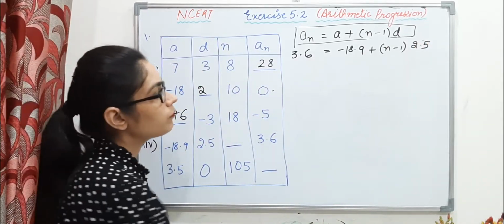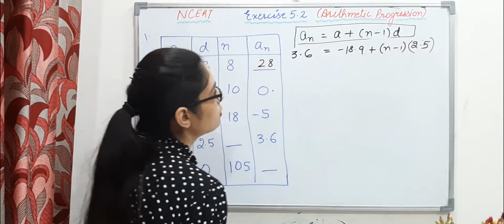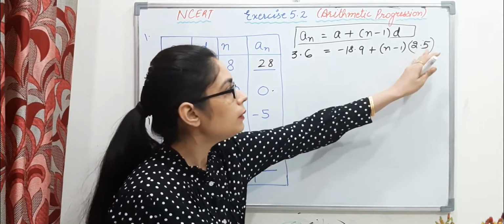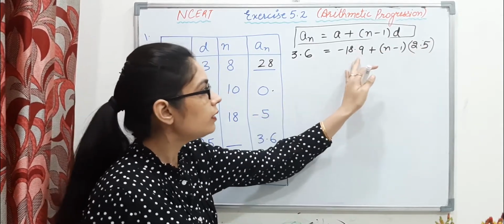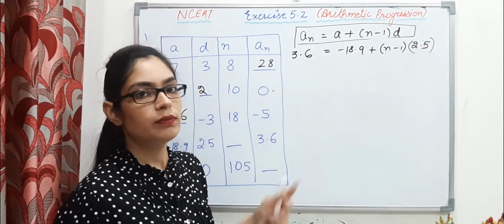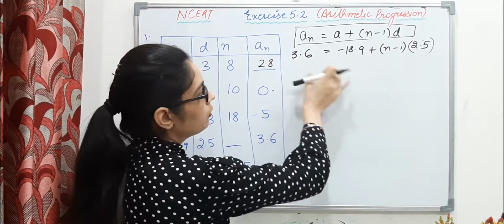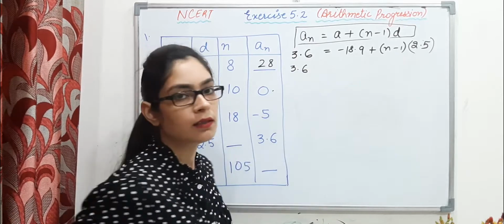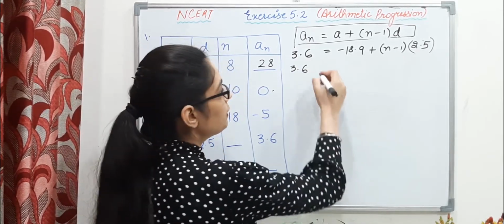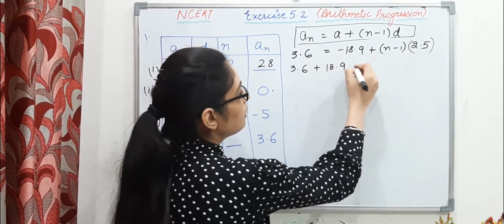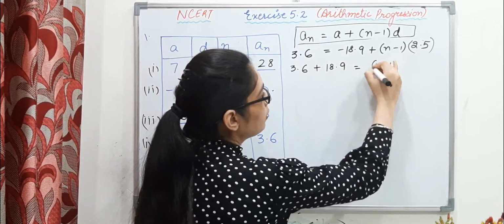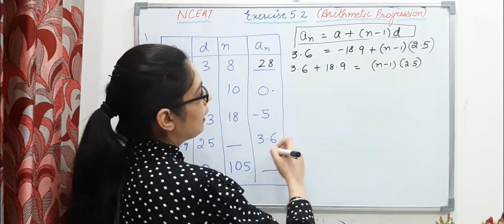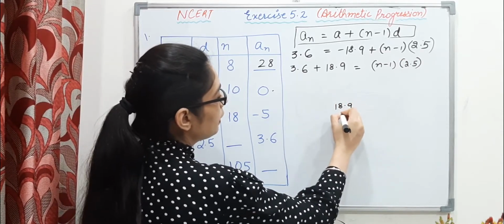So we can write that this 2.5 is getting multiplied with this. There are two ways: either you can multiply this with this, or in this step only we will shift this to this side. So we will do it this way, we will shift this one to this side first. So 3.6, this is minus 18.9 plus this thing. Minus, if we change its side, it will be changed to plus. Plus 18.9 is equals to N minus 1 into 2.5. So this we can add: 18.9 plus 3.6.